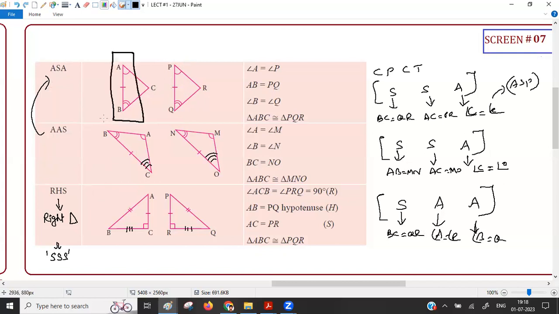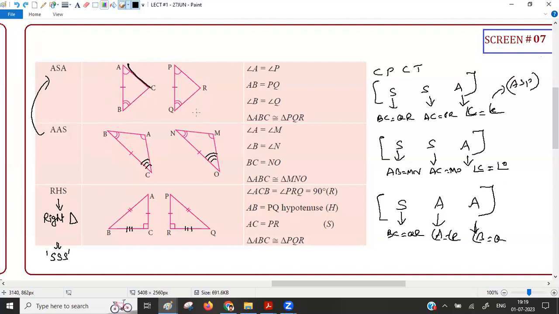Means if I fix this length, you or me cannot change it. Geometry is taking care, right? If you fix this, this length will be equal to this, and you or me cannot control it. That's what I'm saying. Are you clear?